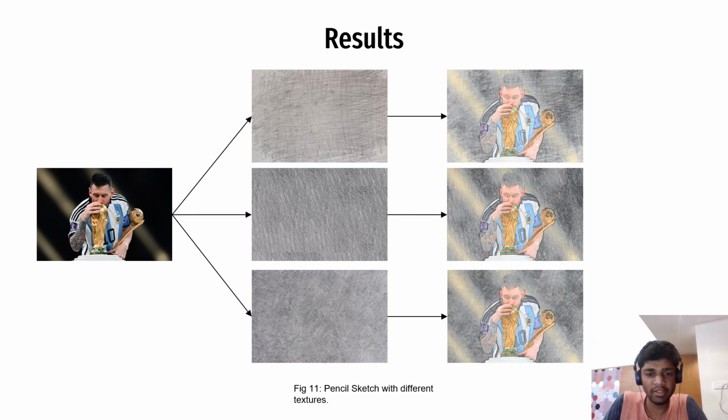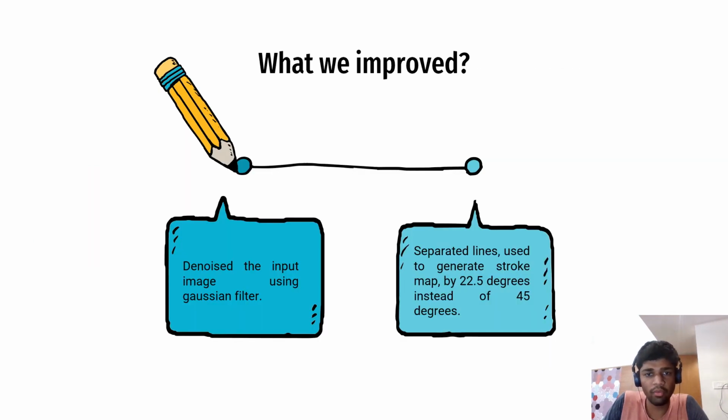Now let's move on to the pencil sketch with different textures. Here we use three textures to show the different kinds of results we obtain using them. The first one is a little rough, the third one is rougher, and the second one is of line width. So the difference is clear. Moving on, what we improved. On the basic proposed model, we have added denoising of the input image using Gaussian filters. The Gaussian filter denoises the input image, and furthermore, we use 22.5 degree strokes instead of 45 degree ones.